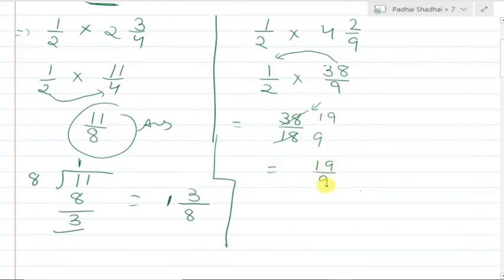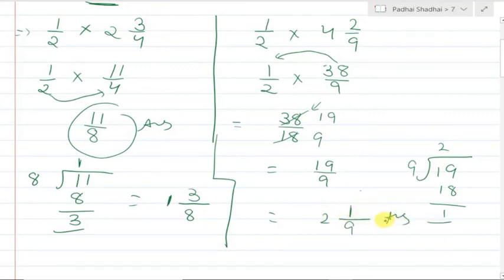Converting it into a mixed fraction, dividing 19 by 9, 9 2s are 18 and the remainder will be 1. Arranging the terms, 9 will come in the denominator, 2 will come as a whole number, and 1 as a numerator. So the final answer is 2 integer 1 by 9. Check it out, I have written it.